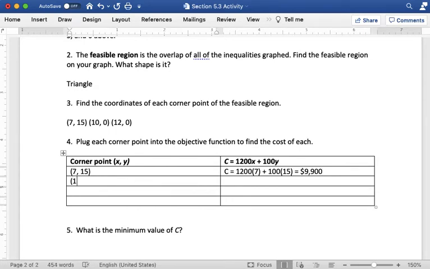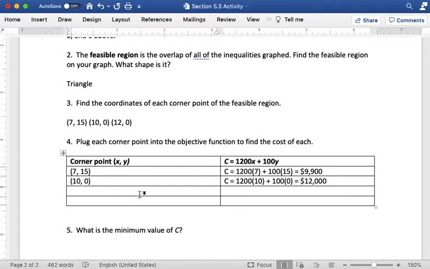Then I'm going to try my next corner point. So one of these corner points is going to be where the cost is minimized. It is not possible for it to be at a point that is not one of these corner points that we have identified. It's just a matter of determining which point it is. So now we're plugging in (10, 0), 10 for x and 0 for y. So this is going to be 100 times 0, which I know is just going to be 0, and that's going to be $12,000.